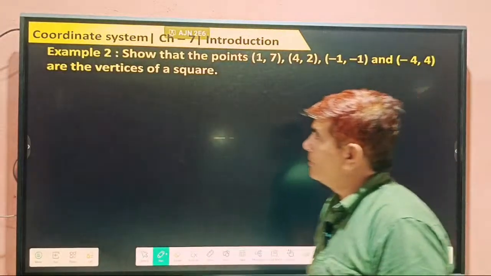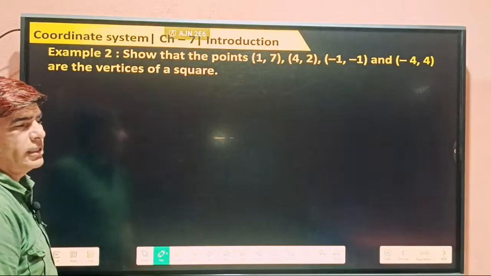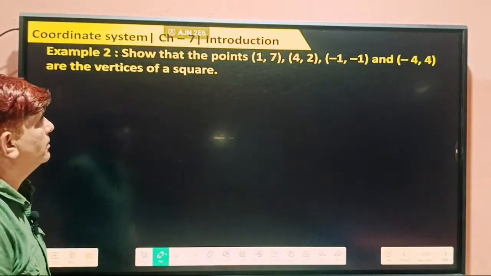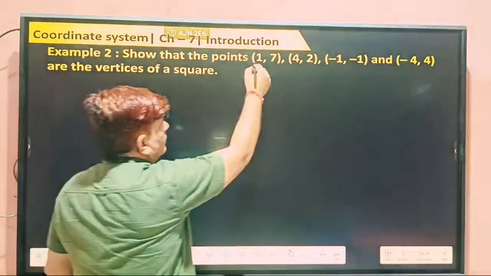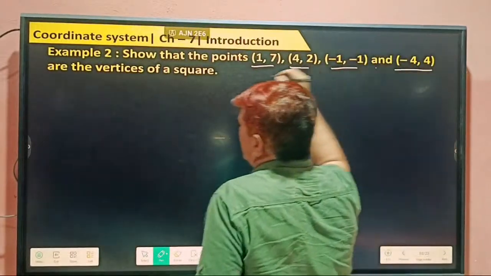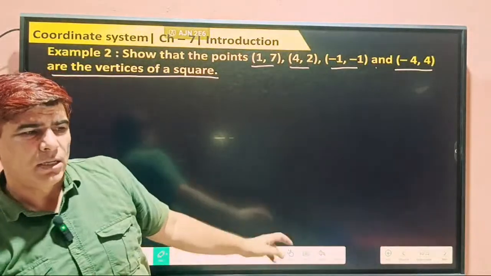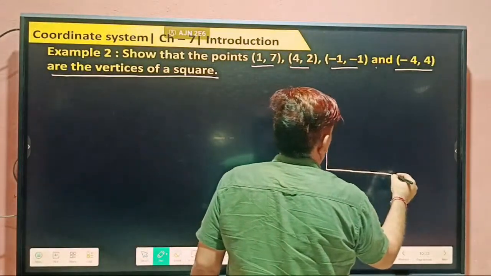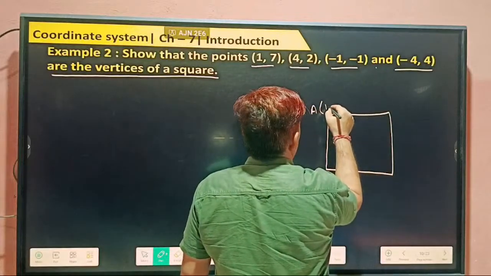So now solving example number 2. Try to understand, it is a very easy portion. Coordinate geometry, yesterday I already told you. It's a combination: solving algebra in the form of geometry is coordinate geometry. So it says show that these four points are the vertices of a square. Vertices means corners. So first we will prove that it is a square.